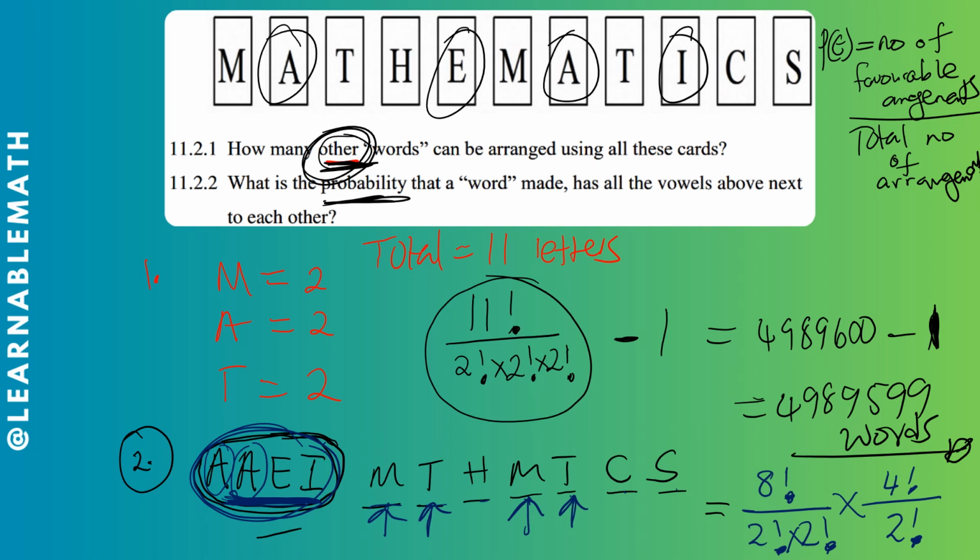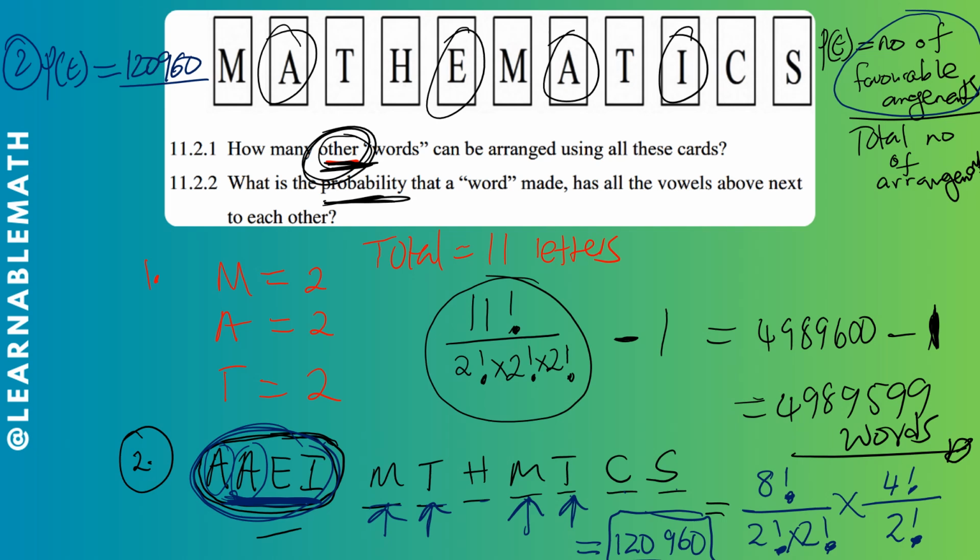Okay, so I'm just going to use my calculator to get the answer, which is 8 factorial divided by 2 factorial times 2 factorial, multiplied by 4 factorial divided by 2 factorial. So the answer will be 120,960. Okay, so we have just calculated the number of what? Favorable outcomes. I'm just going to put it somewhere on top. Probability for number 2: the number of favorable outcomes is 120,960, divided by the total number of arrangements.